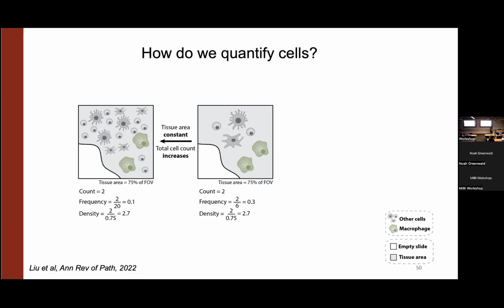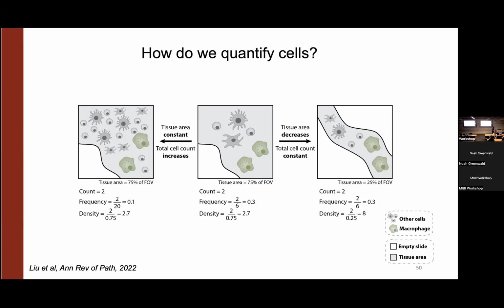And so I don't think it's like one is better than the other. I think it really depends on the question that you're asking, which one you want to use. And finally, you can get the case where your tissue area decreases, but your cell count stays constant. So maybe you're just imaging a section of the tissue that has less actual area. And so then you can normalize for that by dividing by the area. So your density looks like it's changing a lot, but the frequency is staying the same because the total number of cells is staying the same.